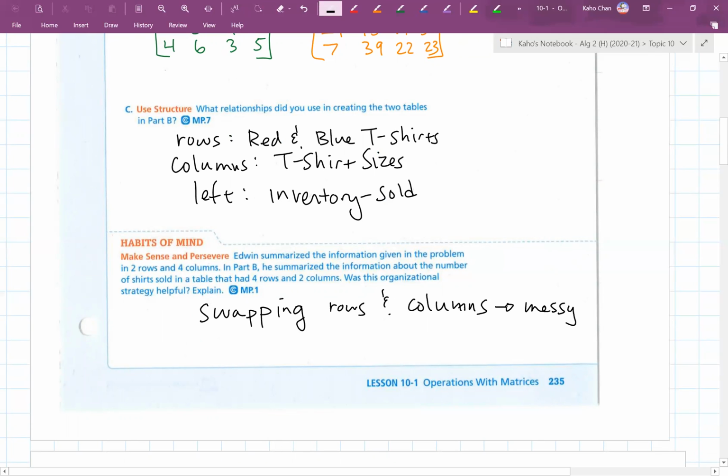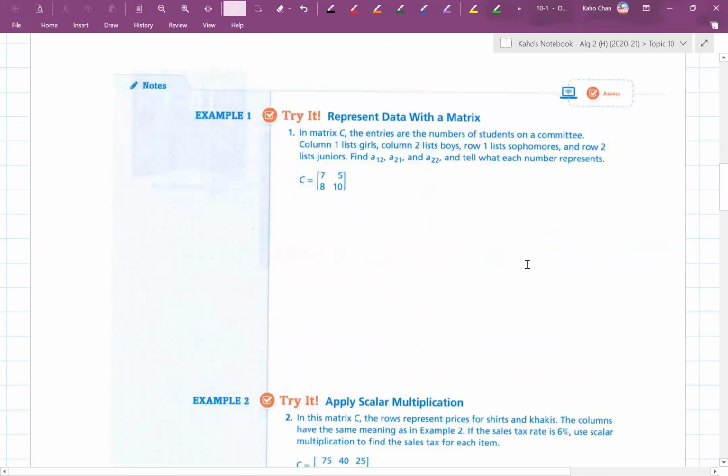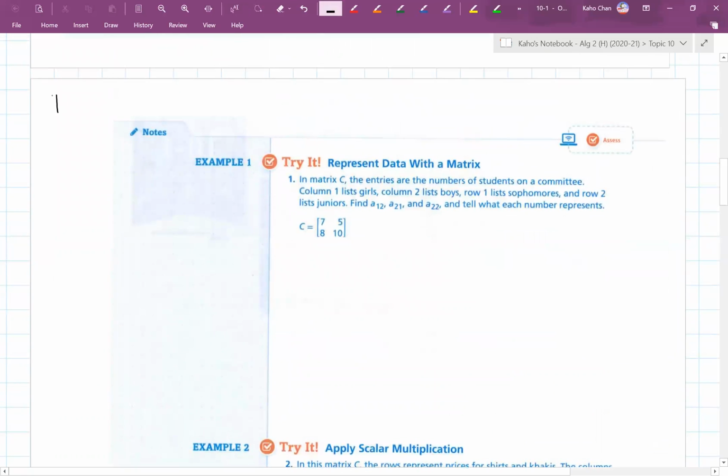Let's go and formally define what a matrix is. Let's move it to the next page. Here we go. All right, so what is a matrix? A matrix is a table of data values. Those values are also known as elements. And what they use are rows and columns.